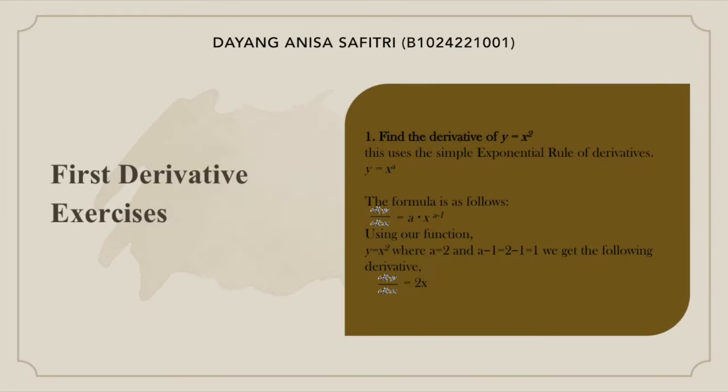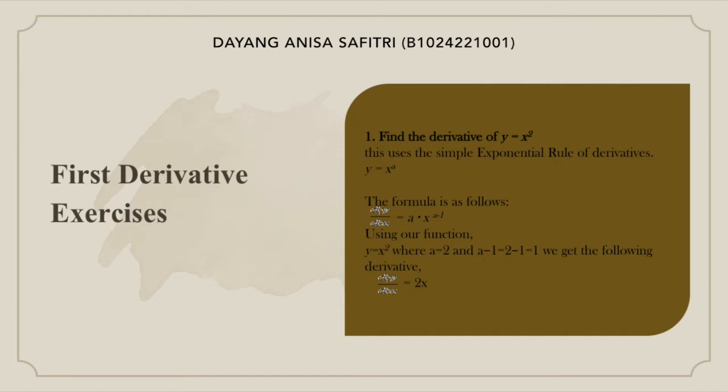Question number 1. Find the derivative of y equals x squared. This uses the simple power rule of derivatives. Y equals x to the a: multiply by the value of the exponent, then subtract 1 from the old exponent to make the new exponent. The formula is as follows: dy divided by dx equals a multiplied by x to the a minus 1.